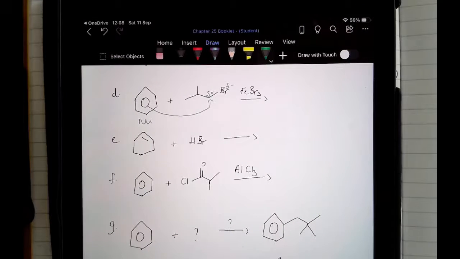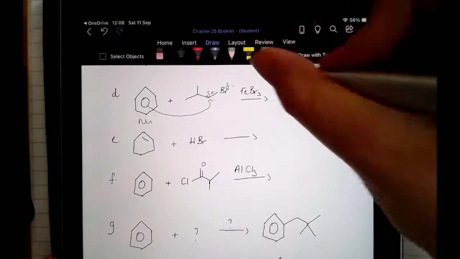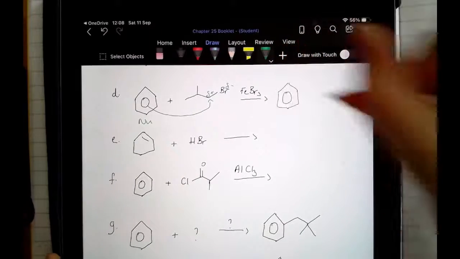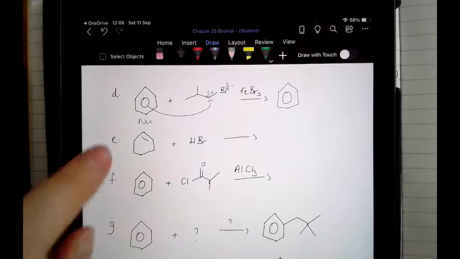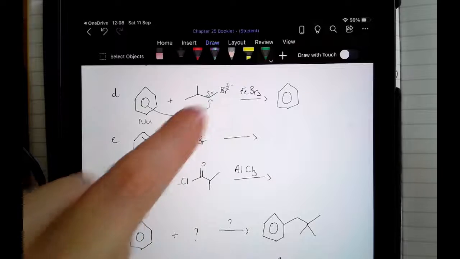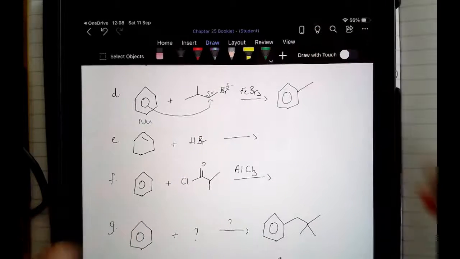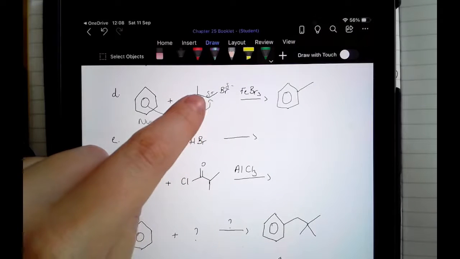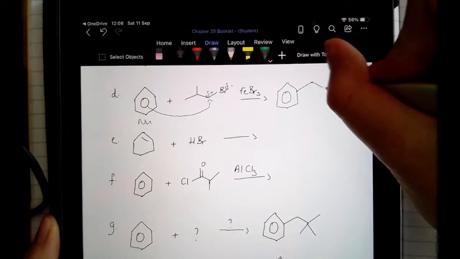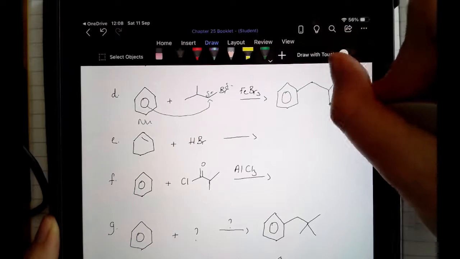You're not asked for mechanism. You don't need to draw arrows or dipoles, but it helps you see where your product is going to be. So I'm going to be drawing my benzene. I know it's substitution, so my benzene ring is going to be intact. I'm going to be bonding my benzene ring to this carbon right here. This carbon is bonded to a carbon, which is bonded to two other carbons. So there it is, drawn to the carbon, which is bonded to two other carbons.